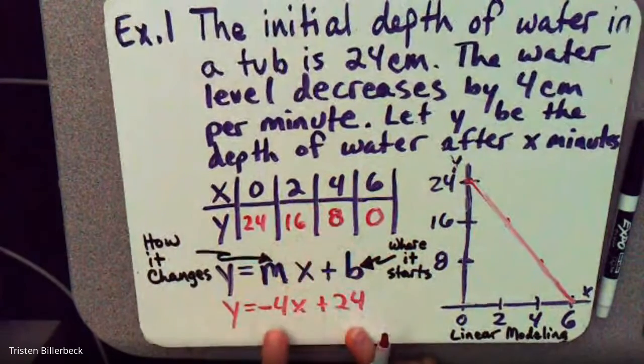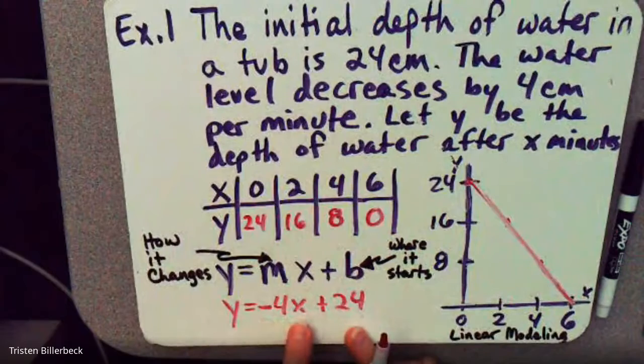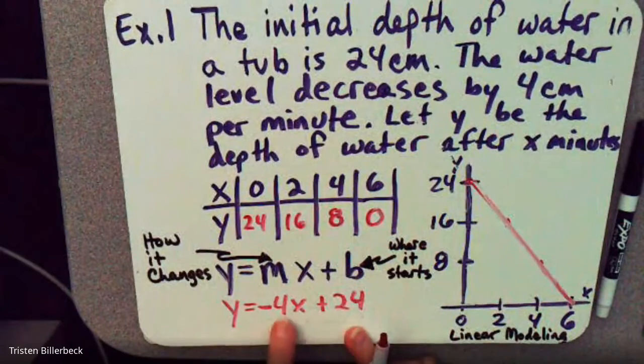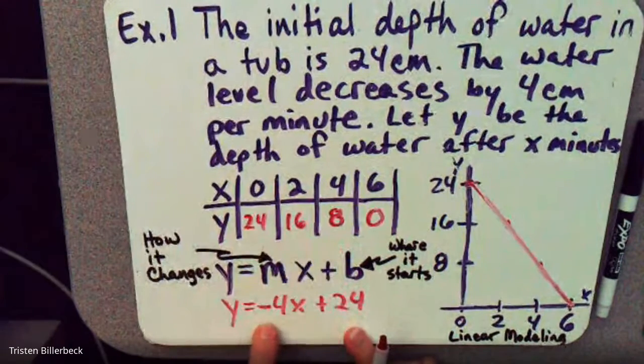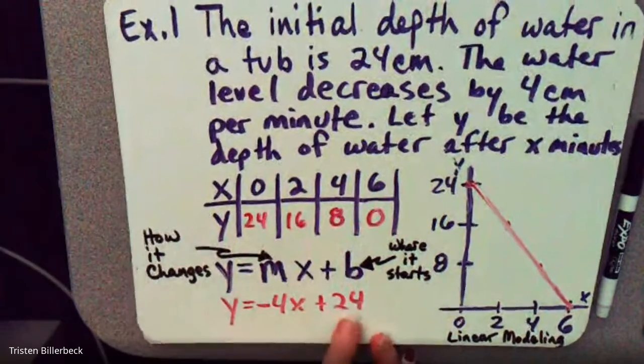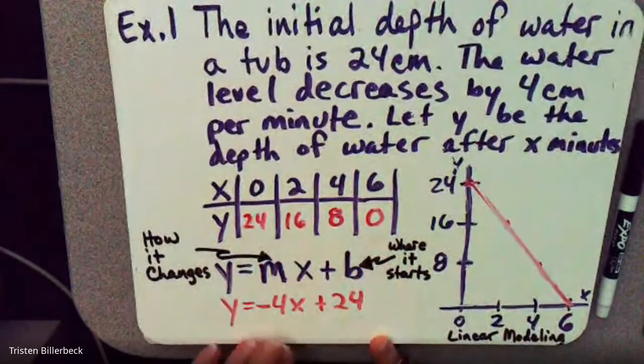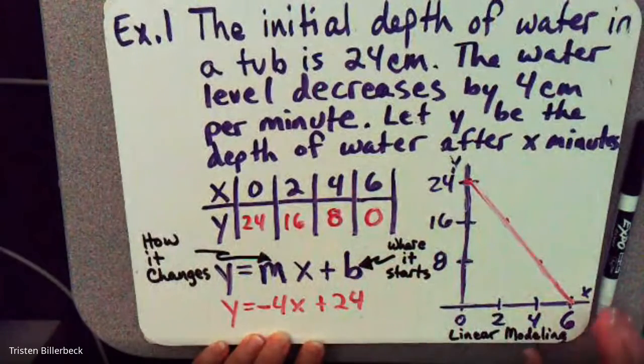Let's try 4. So negative 4 times 4 is negative 16 plus 24 is 8. And at time 6, negative 4 times 6 is negative 24 plus 24 is 0. So that's how you make an equation.